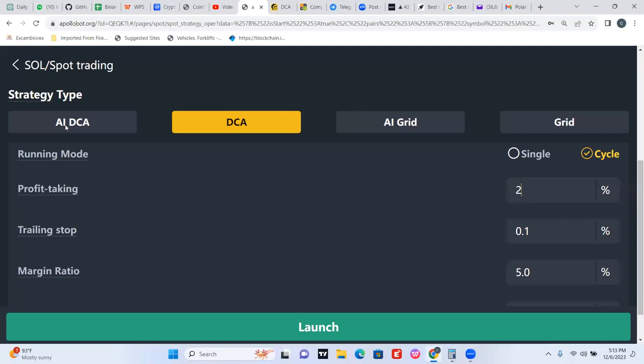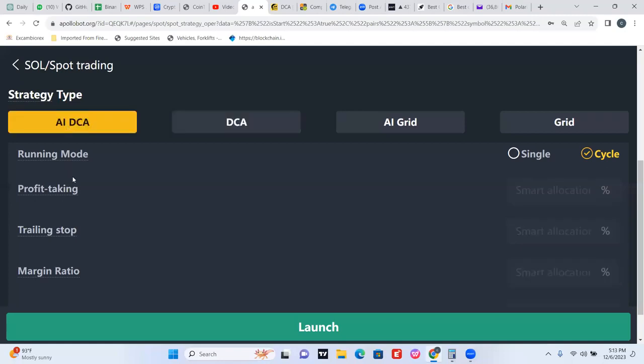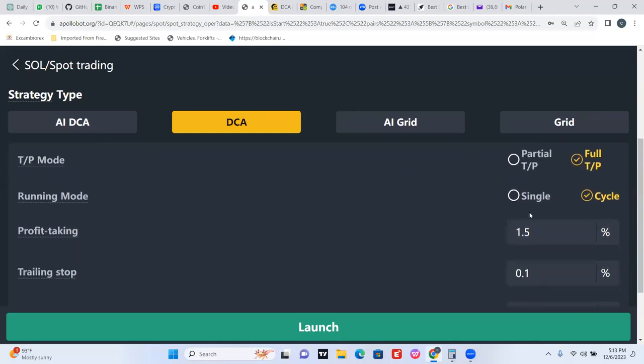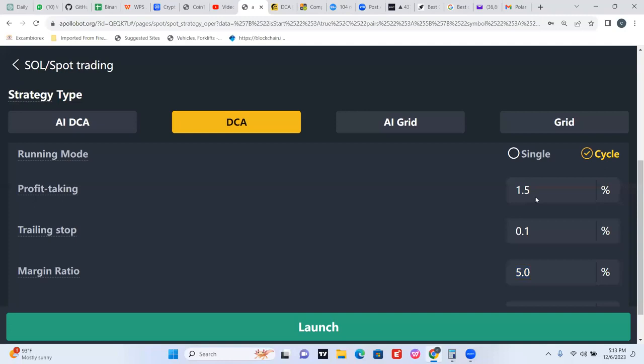Now look at AIDCA again. Let me go back again. Check out the AIDCA. Can you see the profit taking? What do you see here? You see smart allocation. Smart allocation means the AI is in charge, so you don't need to worry your head. But in DCA, you can see you can control what you want. So I could come here and say, I want 3% from this market.